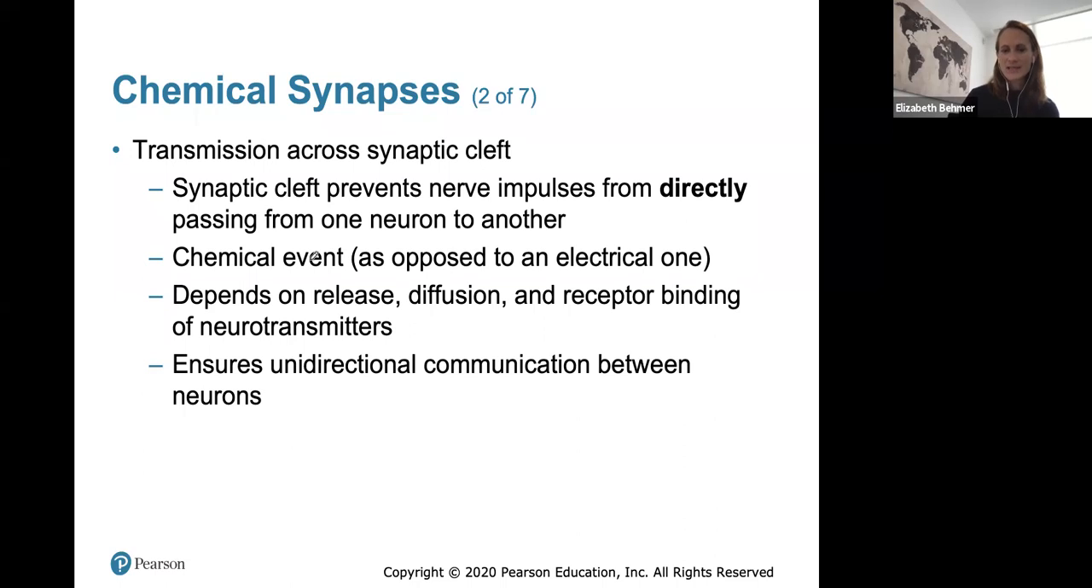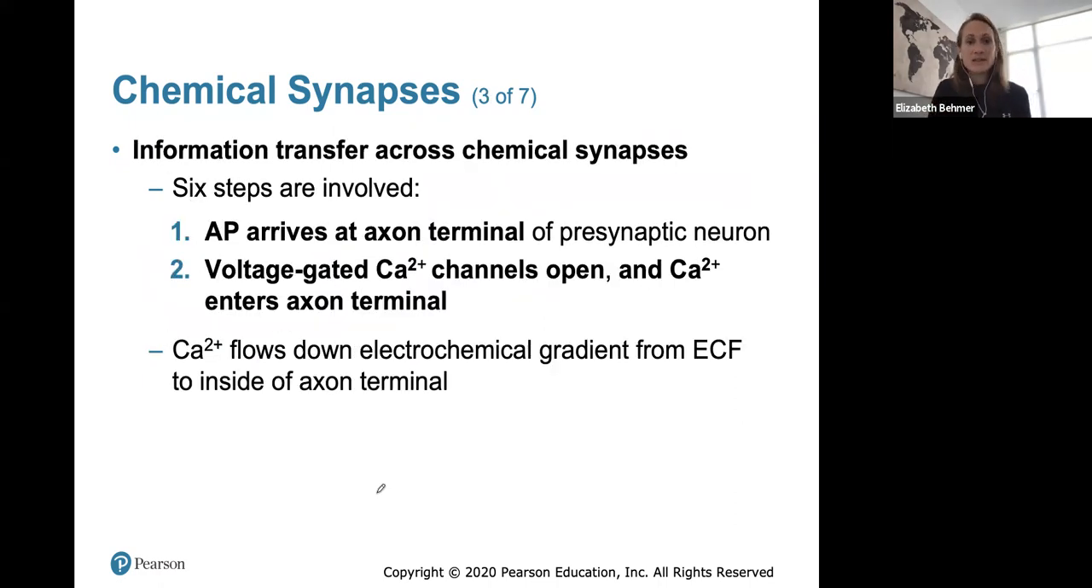So the transmission across the synaptic cleft, which is the space, will prevent nerve impulses from directly passing from one neuron to the other. It's usually a chemical event that depends on the release, diffusion, and receptor binding of a neurotransmitter. And this ensures the connection between neurons and the unidirectional communication between them. So here are chemical synapses. Again, the specifics of chemical synapses, I won't ask you too much. I focus more on the action potential in this chapter, but you should understand the general idea of this because it goes hand in hand with the muscle and the neuromuscular junction.